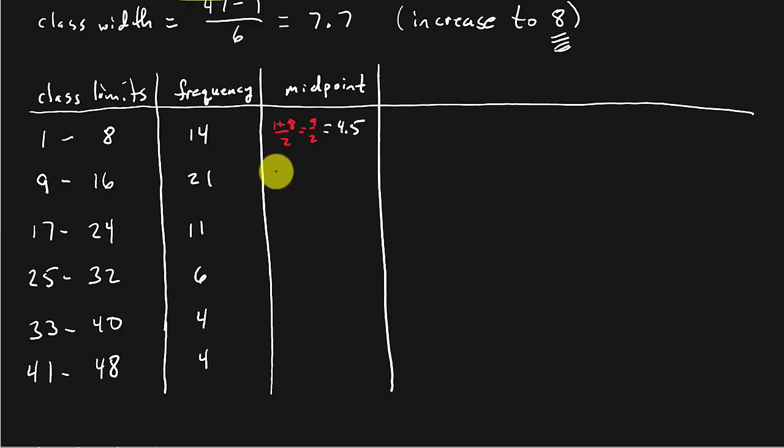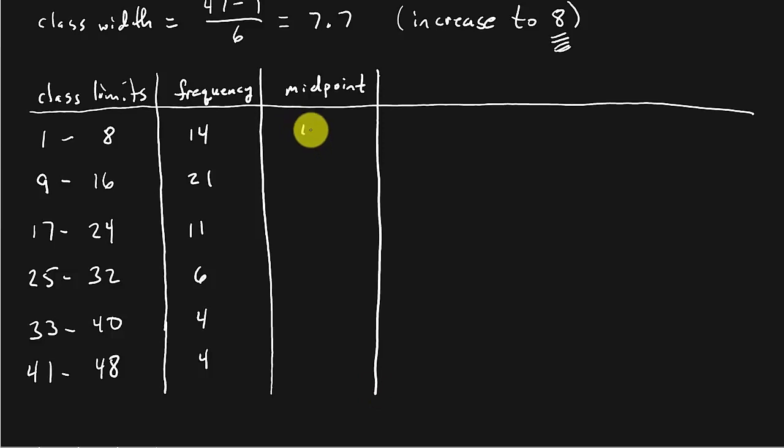And then for the next one, that would be 9 plus 16 over 2. That's 25 over 2, and so that would be 12.5. Okay, so you see what we're doing? We're just adding the lower limit and the upper limit and then dividing by 2. Hopefully you've got that by now. So I'm going to erase this so I can keep the table looking not so cluttered up.